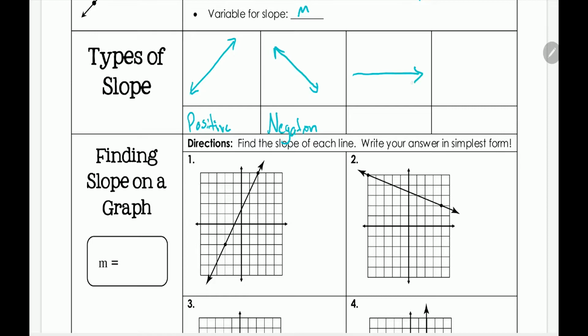0 is a completely flat line. So this is a slope of 0. And then we also have a slope that is undefined. And that is a completely vertical line. Undefined. And those are the 4 different options that we have. Okay?